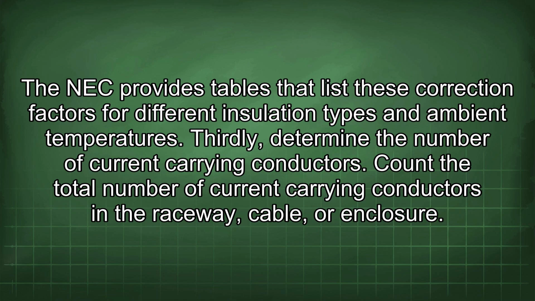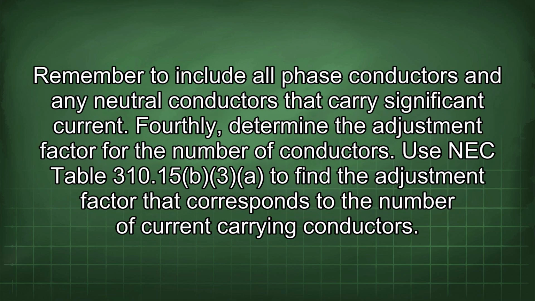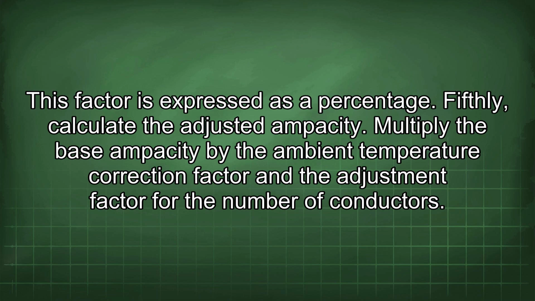Thirdly, determine the number of current-carrying conductors. Count the total number of current-carrying conductors in the raceway, cable, or enclosure. Remember to include all phase conductors and any neutral conductors that carry significant current. Fourthly, determine the adjustment factor for the number of conductors. Use NEC Table 310.15(B)(3) to find the adjustment factor that corresponds to the number of current-carrying conductors. This factor is expressed as a percentage.